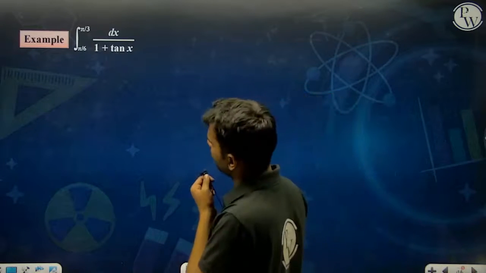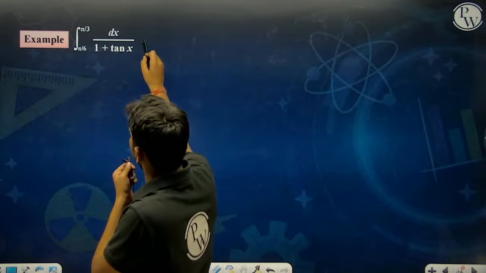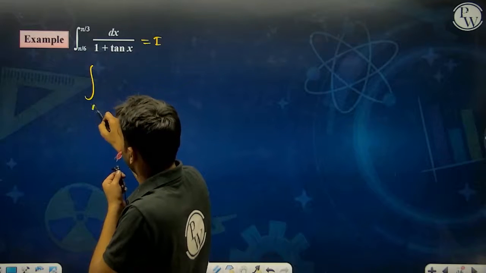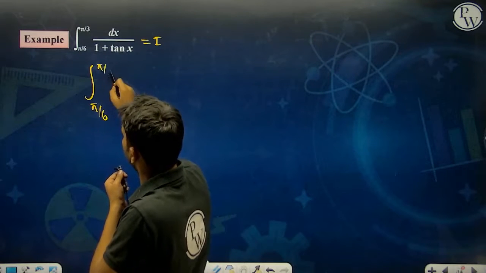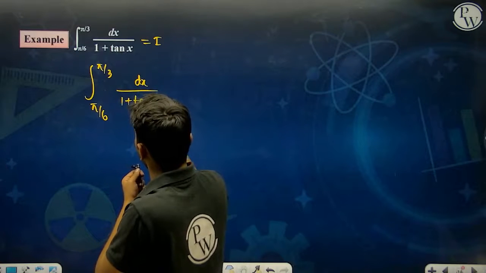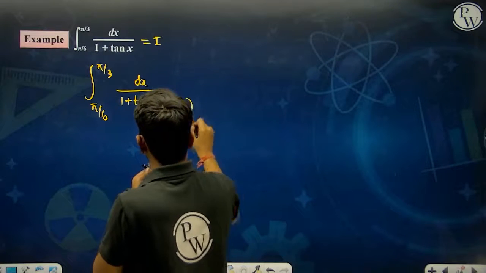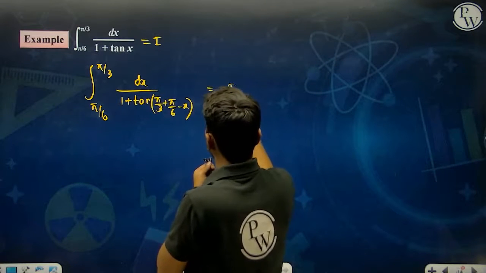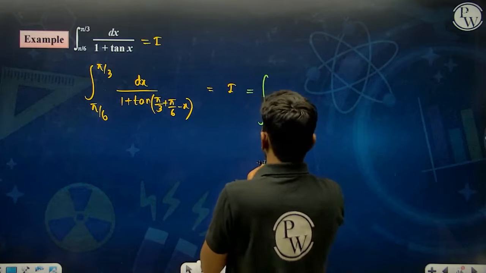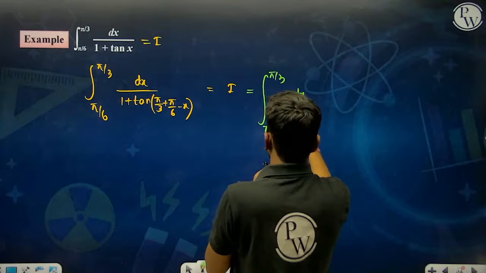Over here also, look, if you see this, then let's call it I. The moment you apply King's rule, you will notice that x will be replaced by pi by 3 plus pi by 6 minus x. That is, this is also equal to I, which can further be rewritten as the integral from pi by 6 to pi by 3 of dx over 1 plus cot x.